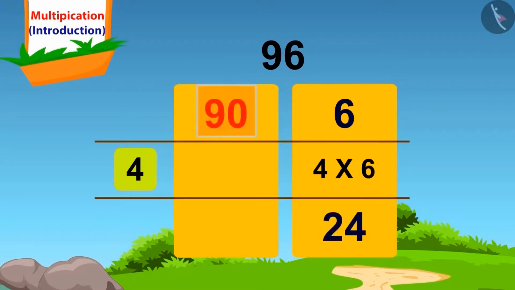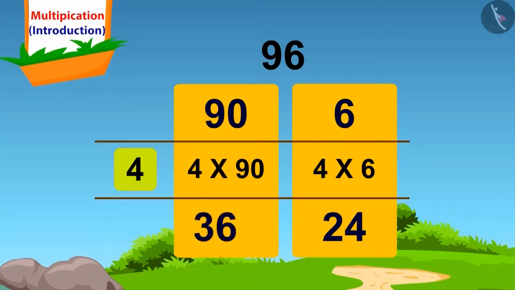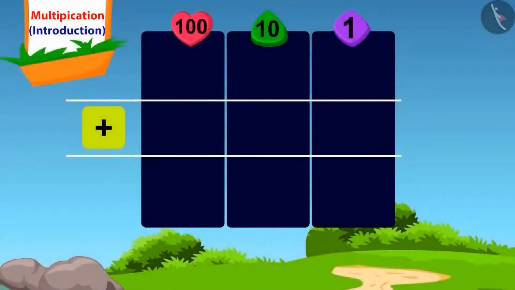Now we will multiply 90 by 4. 4 times 90. How do we find it? Just by placing a 0 next to the answer of 4 times 9, which is 36. We will get the answer 360. We will write this answer here.